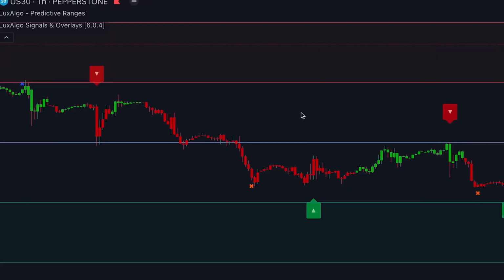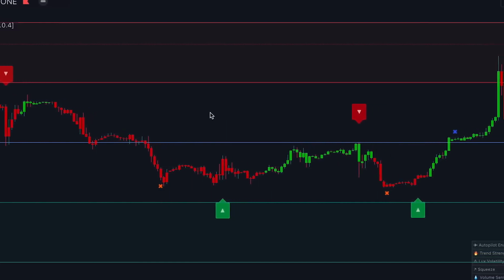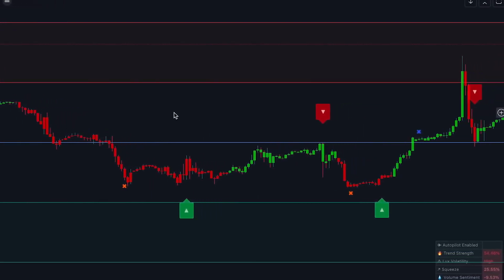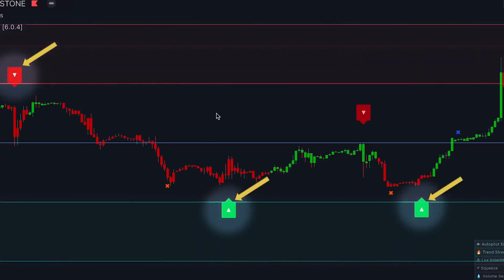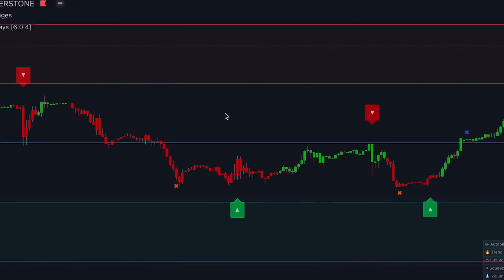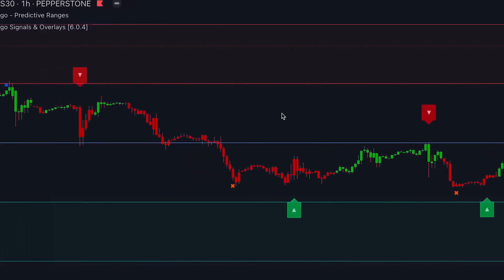The second strategy, my personal favorite, utilizes the LuxAlgo Signals and Overlays indicator alongside the predictive ranges. By waiting for price to enter the upper or lower predictive range and then watching for a signal from the Signals and Overlays indicator, traders can effectively identify market tops and bottoms for executing profitable trades.